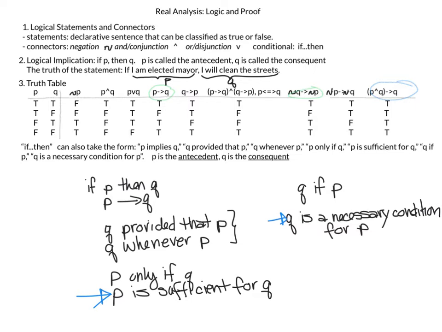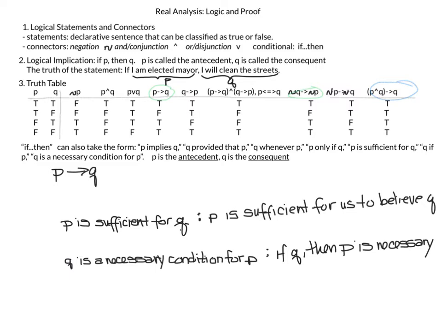So P implies Q is equivalent to saying that P is sufficient for Q. In other words, P is a sufficient condition to cause Q. So that's how you want to think of that. And Q is a necessary condition for P. So if P happens, Q necessarily happens. I'll write that on the next slide.